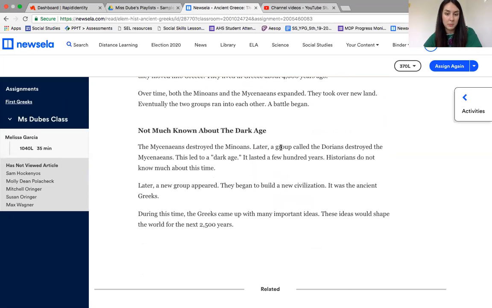Later, a new group appeared. They began to build a new civilization. It was the ancient Greeks. During this time, the Greeks came up with many important ideas. These ideas would shape the world for the next 2,500 years.